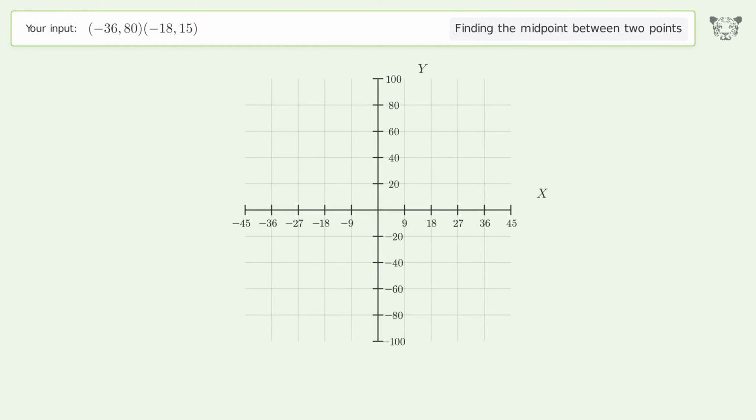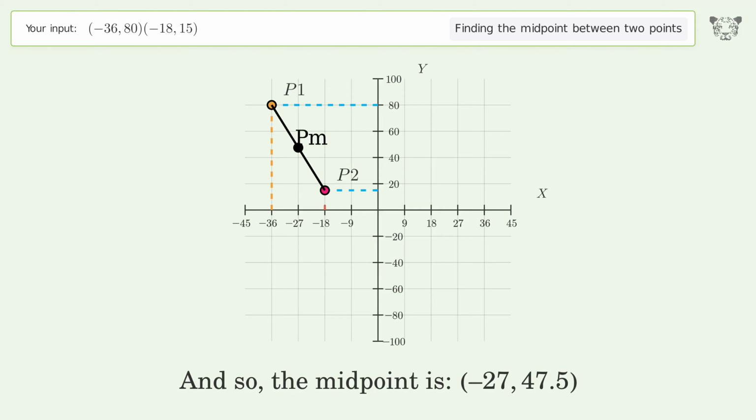And so, the midpoint is negative 27, 47.5.